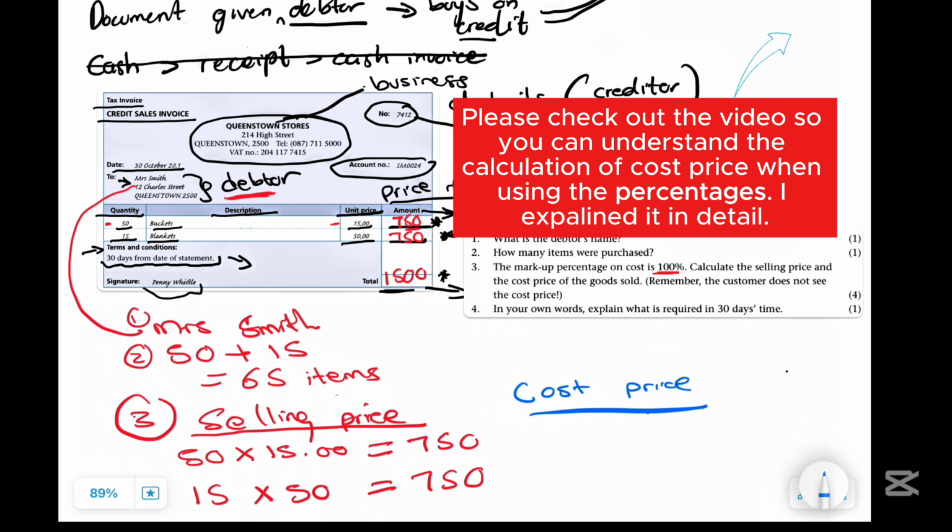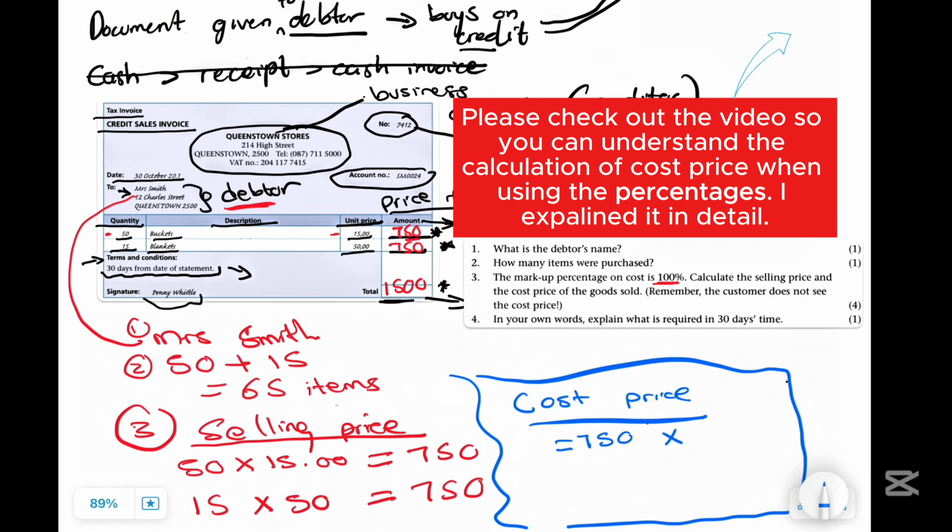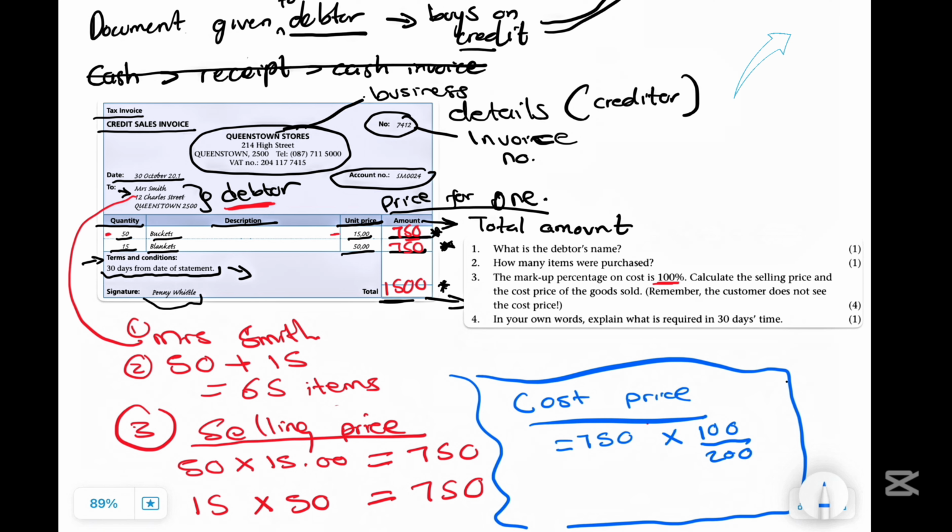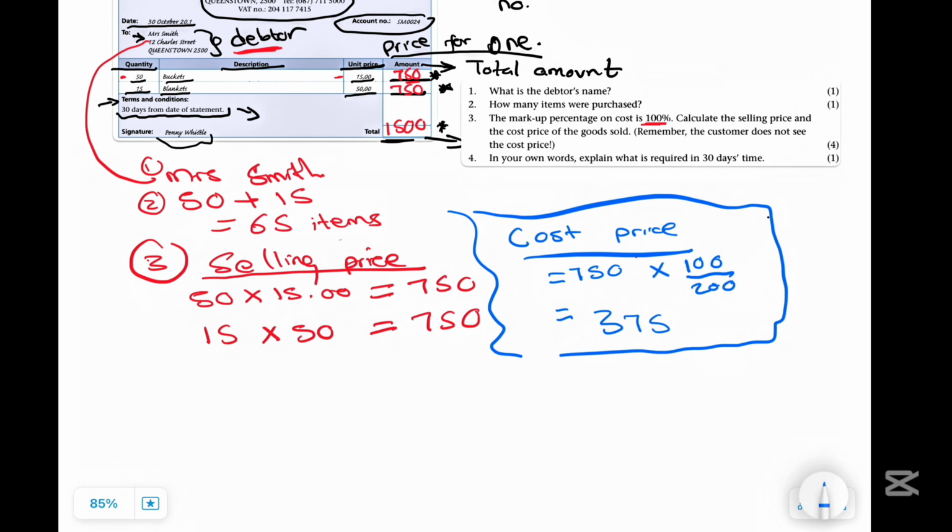So the calculation of cost price, you are going to say selling price, okay, multiplied by 100 over 200, which is now going to give us 375. So it means the cost price of the buckets is 375.